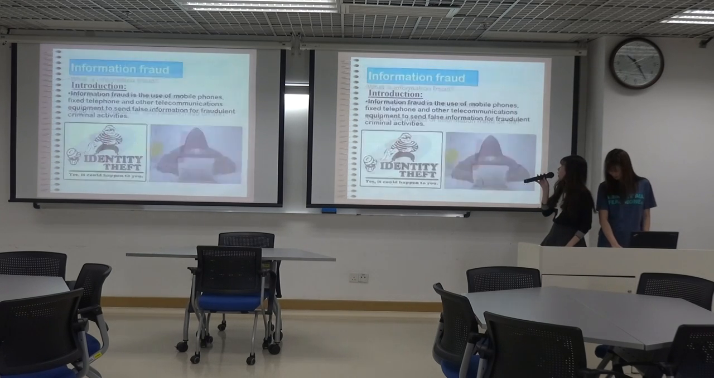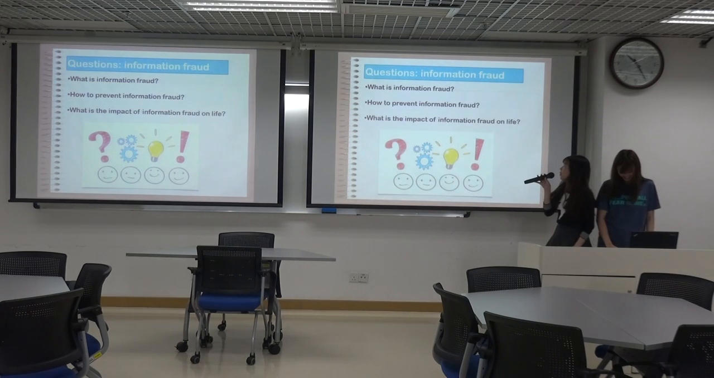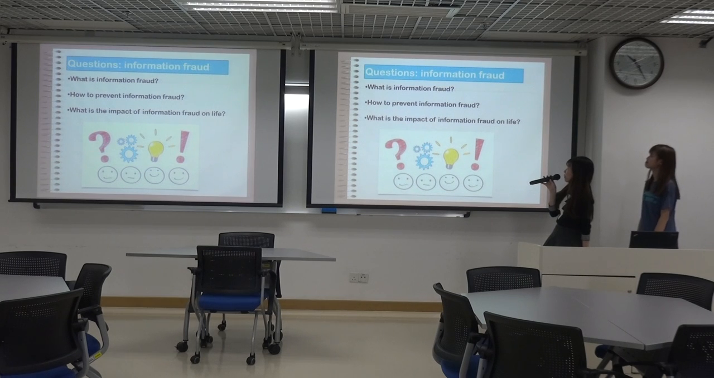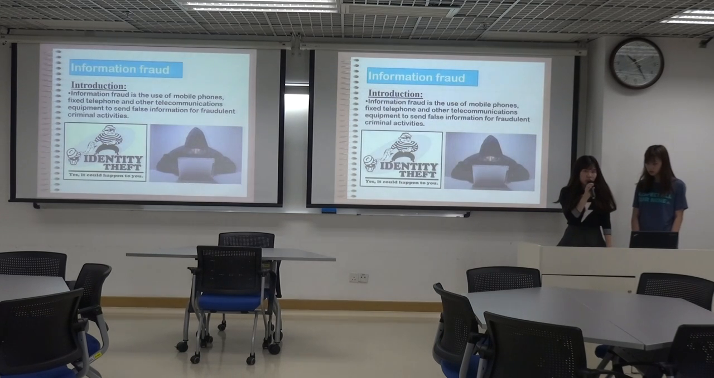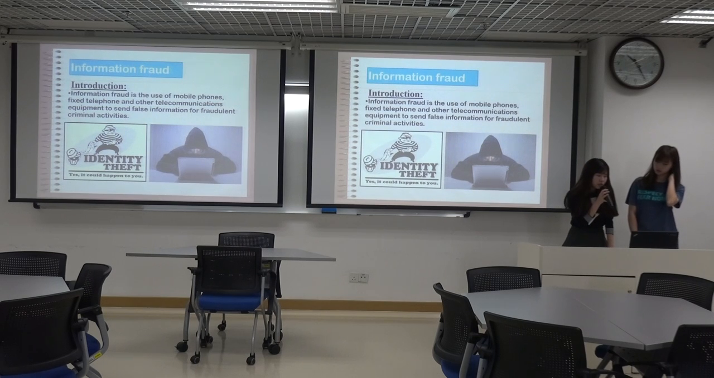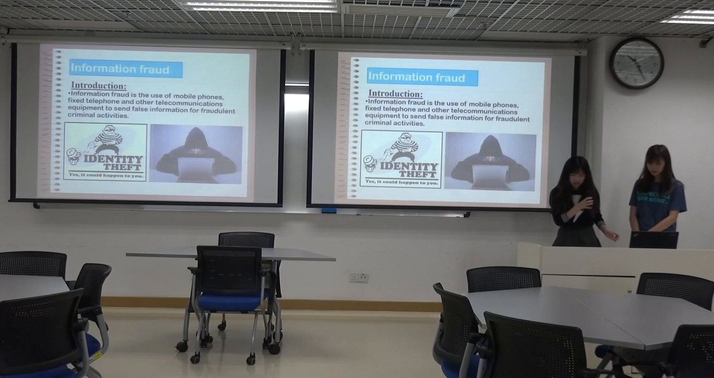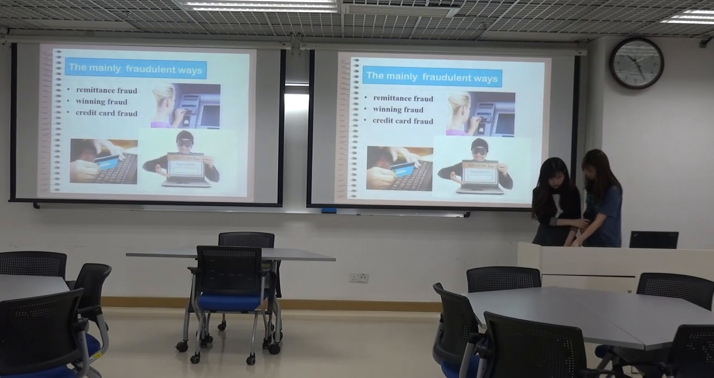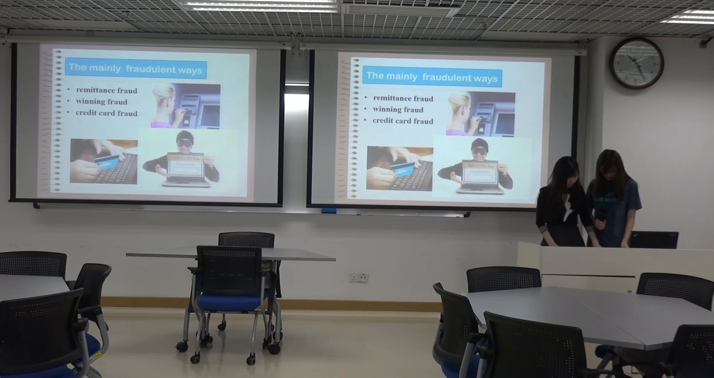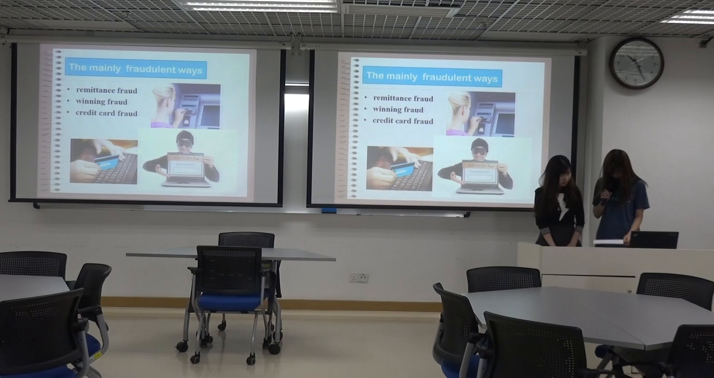And this is the second topic, with three questions. What is information fraud? How to prevent information fraud? And what is the impact of information fraud online? We will introduce what information fraud is first. Information fraud is the use of mobile phones, fixed telephones, and other telecommunications equipment to send false information for fraudulent criminal activities. The main practices are consumer fraud, billing fraud, and remittance fraud.